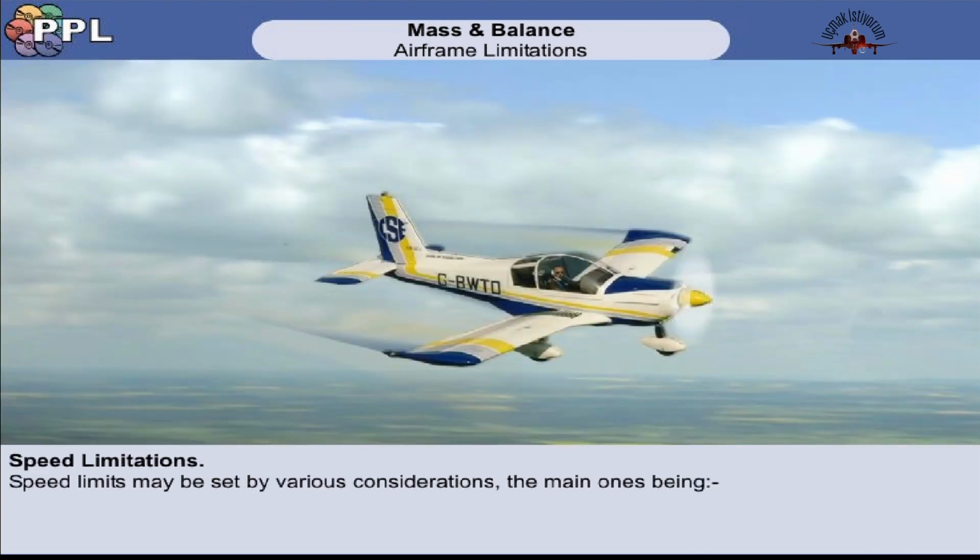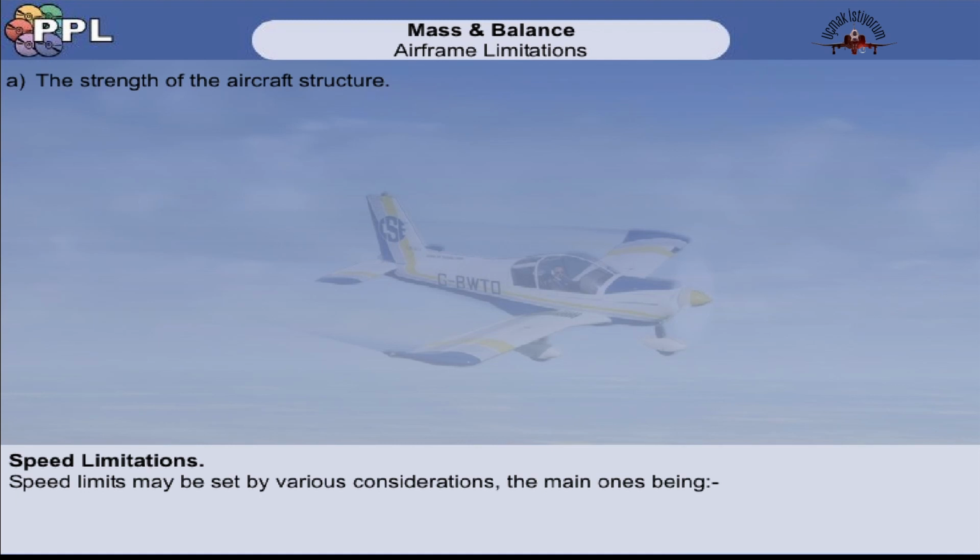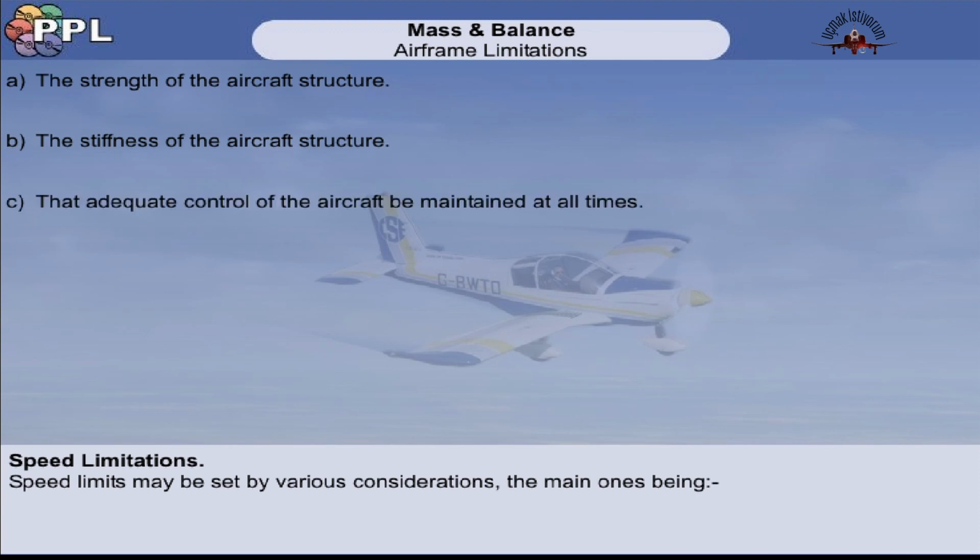In service, an aircraft must observe certain speed limitations. These may be maximum speeds or minimum speeds, but in each case they are set to give safe operation in the prevailing conditions. The limits may be set by various considerations, the main ones being the strength of the aircraft structure, that is, the ability of the structure to withstand a load, the stiffness of the aircraft structure, which is the ability of the structure to withstand deformation, and that adequate control of the aircraft be maintained at all times.